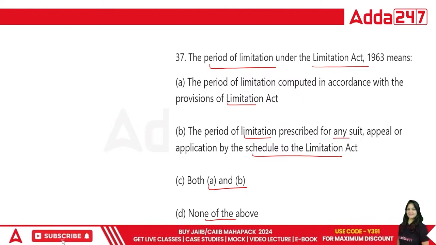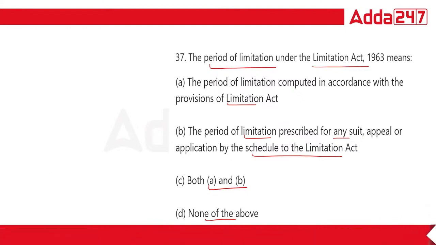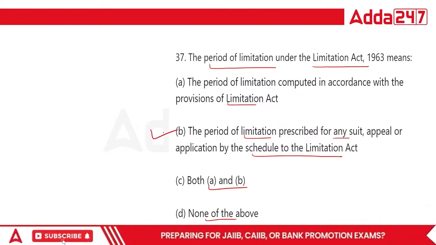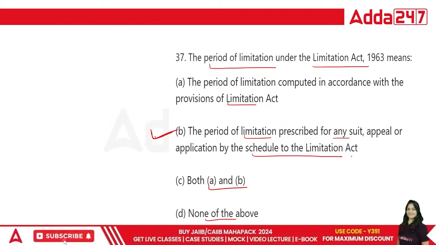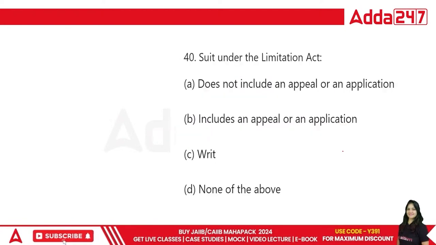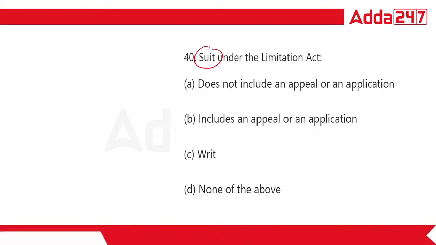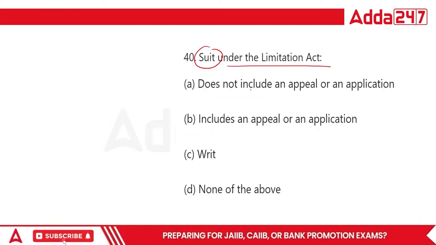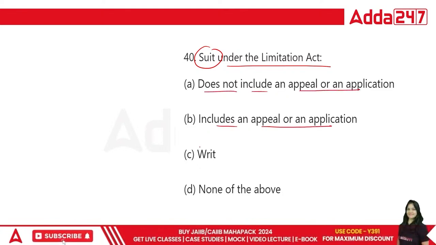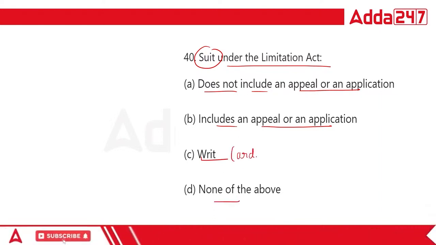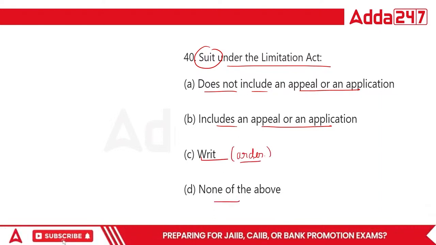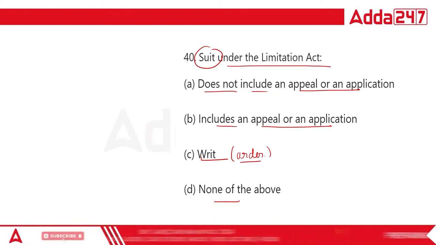So in this question, class, the period of limitation means prescribed for any suit, appeal, application by the schedule to the limitation. This is the right answer. Okay. Next. Suit under limitation: does not include appeal or application, includes appeal or application, writ, or none of them. Writ is a kind of order.